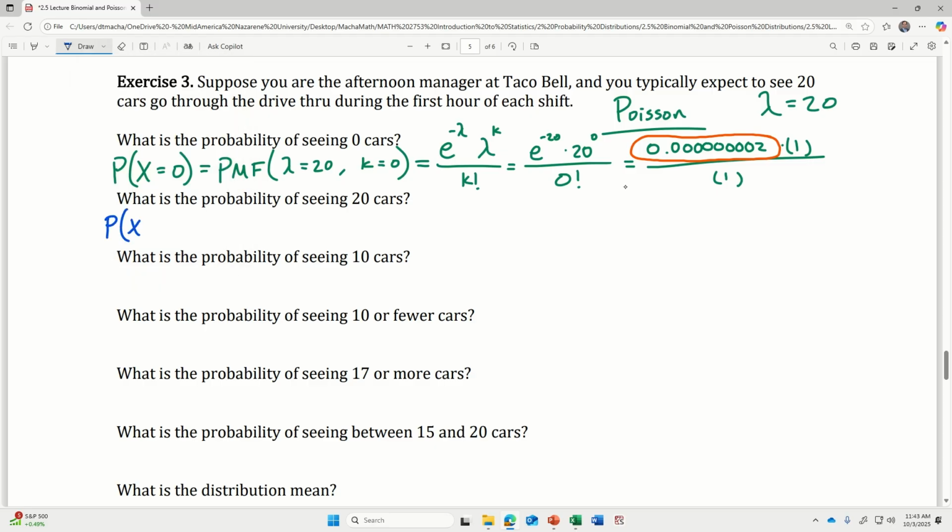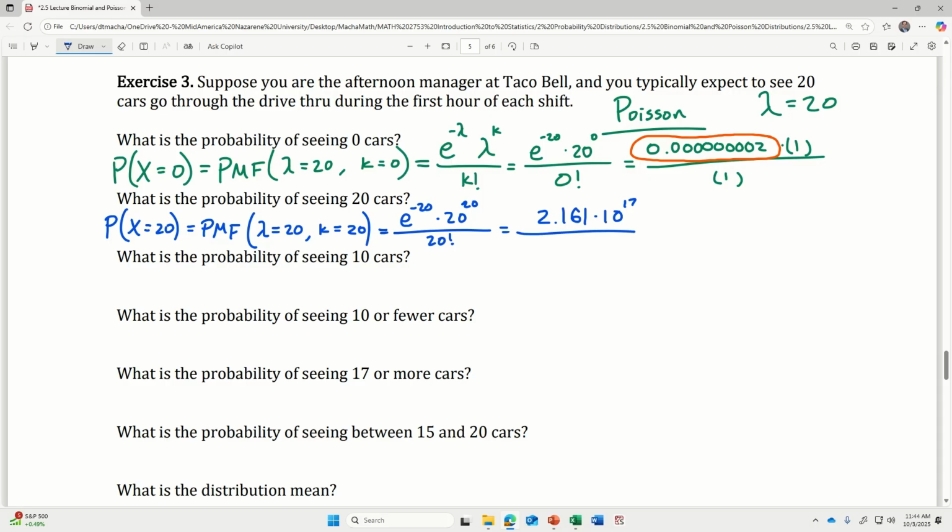What's the probability of seeing exactly 20 cars? Again, this is the Poisson PMF, where lambda is 20 and k is 20. So that's going to be e to the power negative 20 times 20 raised to the power 20 divided by 20 factorial. So in my calculator, I type e to the power negative 20 times 20 raised to the power 20 and I get a very large number. It's like 2.161 times 10 to the power 17.